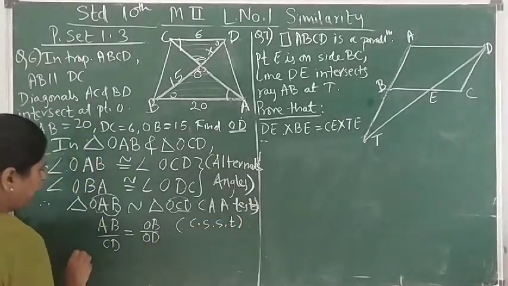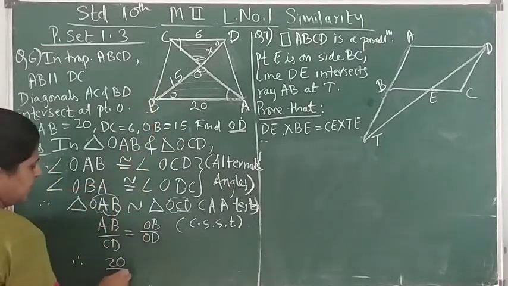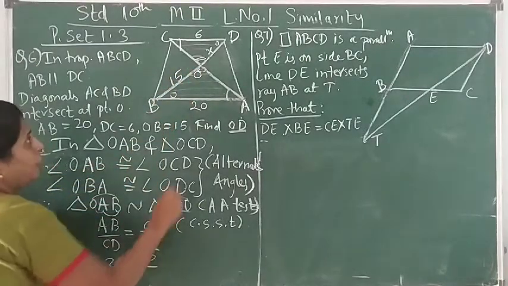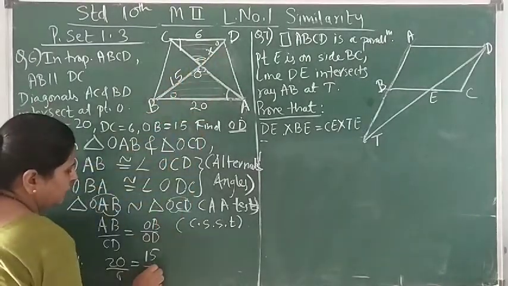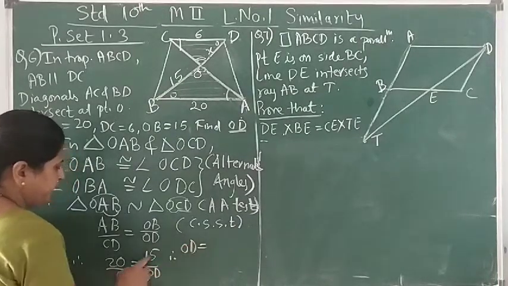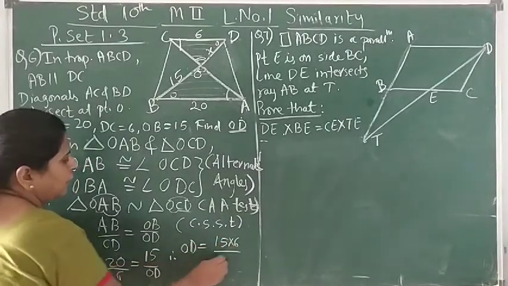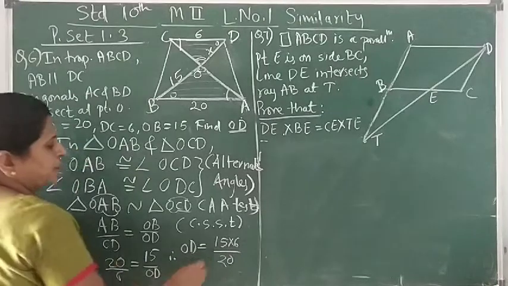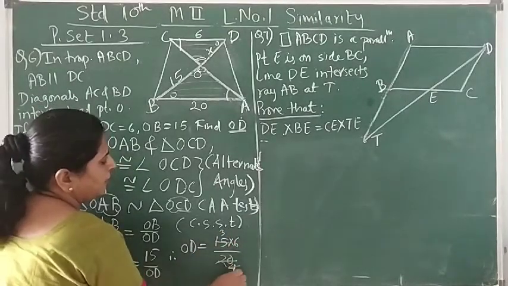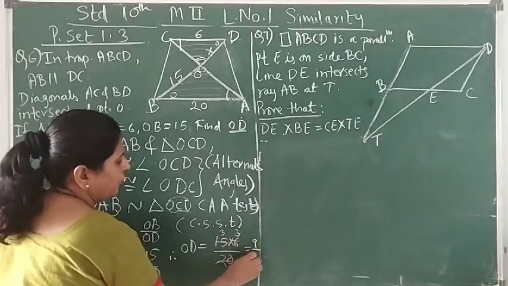Now let's substitute the values. AB is equal to 20, CD is equal to 6, is equal to OB, which is 15, upon OD, which we have to find. I will write OD, or you can write X, and therefore OD is equal to 15 multiplied by 6 divided by 20. So 5 3s are 15, 5 4s are 20. If you divide this by 2, 2 2s are 4, 2 3s are 6. So it is 3 3s are 9 upon 2.